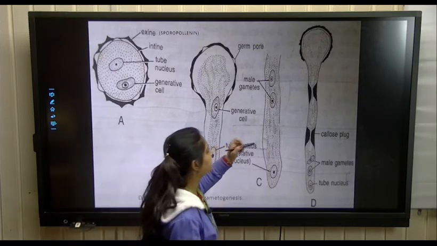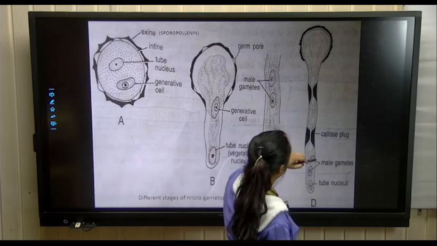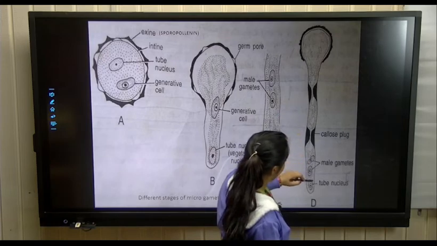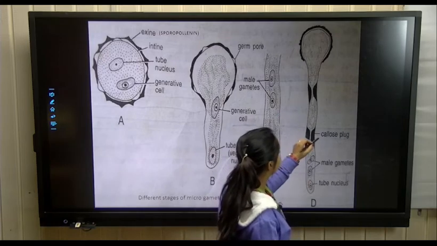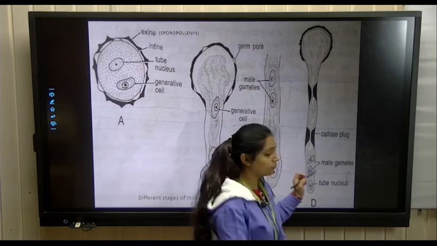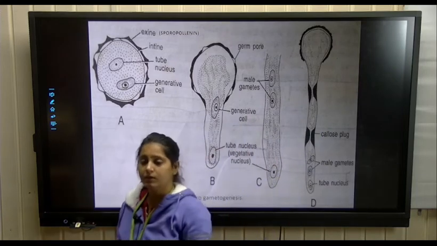And this is the final pollen tube, with male gametes, two generative and one tube nucleus, and this is the callose plug. So what is a callose plug? This is another question here.